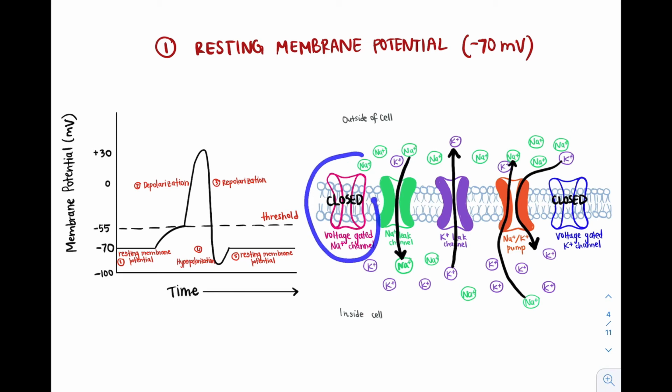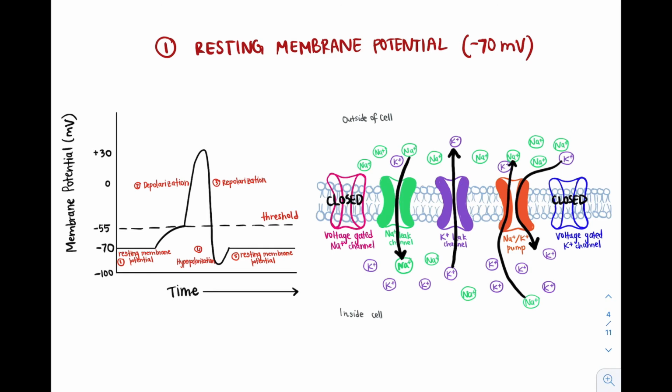However, voltage-gated sodium channels and voltage-gated potassium channels are closed. They are not moving any ions into or out of the cell, and we have negative proteins and nucleic acids inside the cell, so overall our resting membrane potential is negative.